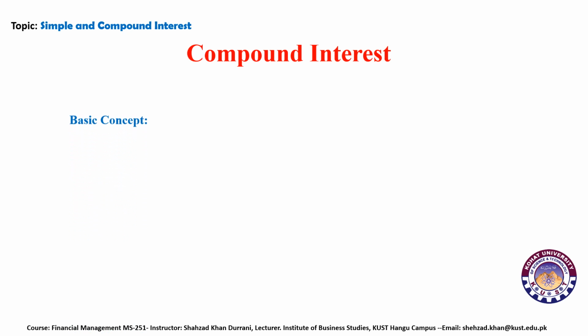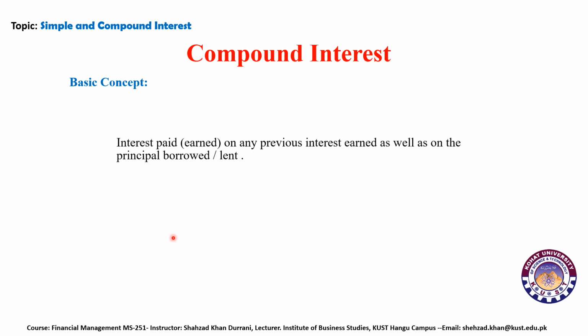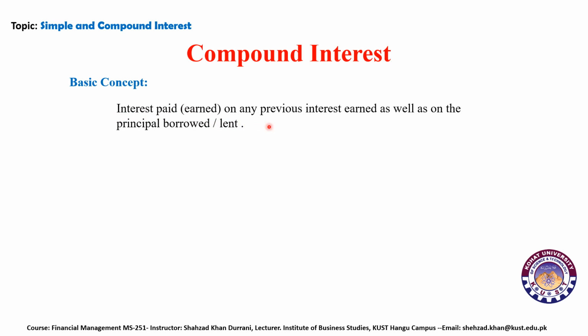What is compound interest? The basic concept: interest paid or earned on any previous interest earned. You have the original amount. For example, in one year you earned, let's say, $10 on a deposit of $100, so it becomes 110. With compound interest, your interest for the next year will be calculated on the 100 as well as on the 10 that you earned in the first year, not only on the 100. That is actually called compound interest, as it is earned on the principal as well as on the previously earned interest.